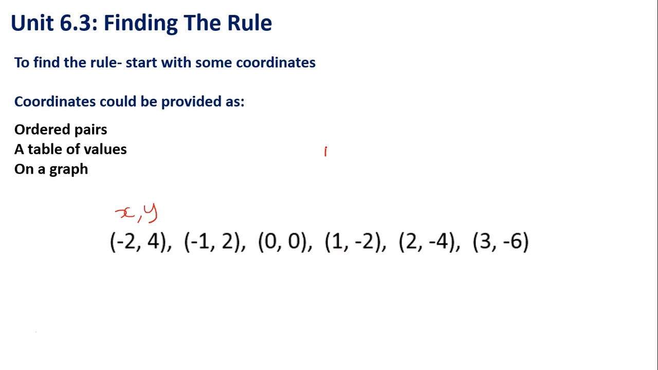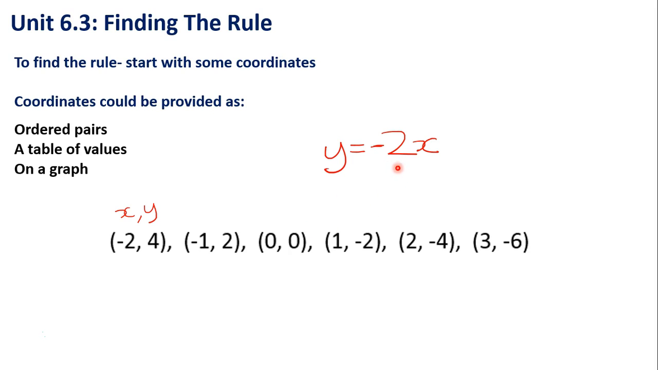So we could say the rule might be y equals 2x. So we've got to multiply by 2. But it's not just multiplying by 2. We're multiplying by 2, but then the sign is also changing. So we're actually multiplying not by positive 2, but by negative 2. So the rule is y equals negative 2x.